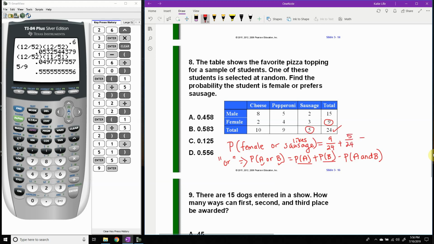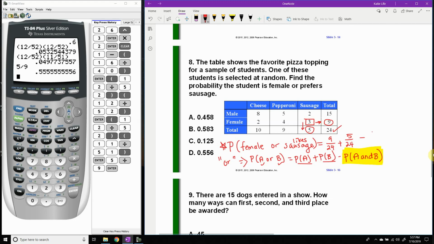Now, there is overlap here, right? Because we have 3 females who prefer sausage, right? Those 3 females got counted in the gender total, and they got counted in the sausage total. So those 3 people have double representation in this probability formula. We don't want that. We want everybody to have equal representation. So we have to subtract the overlap. That's essentially what we're doing right here in this part of our probability formula for an OR situation, the probability that A or B happens. If you have certain outcomes that have double representation, you need to subtract away the overlap.